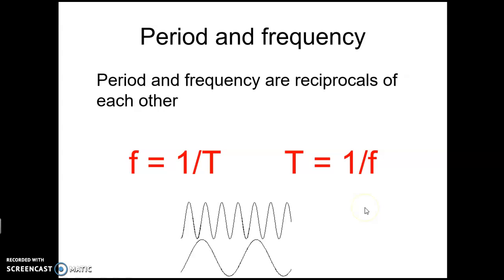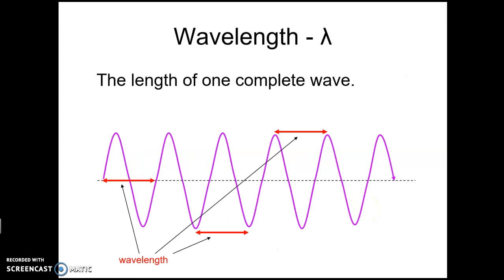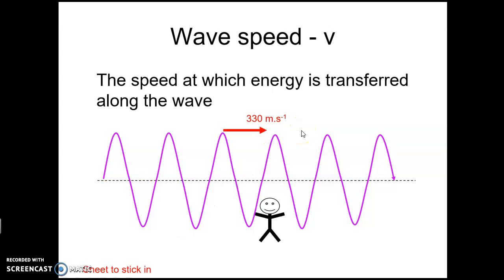In mathematics, we call these reciprocals of each other. We can measure the wavelength. This is normally given the symbol lambda in equations. This is a Greek letter. It's the length of one complete wave. And obviously, we can measure the speed at which the energy is transferred.